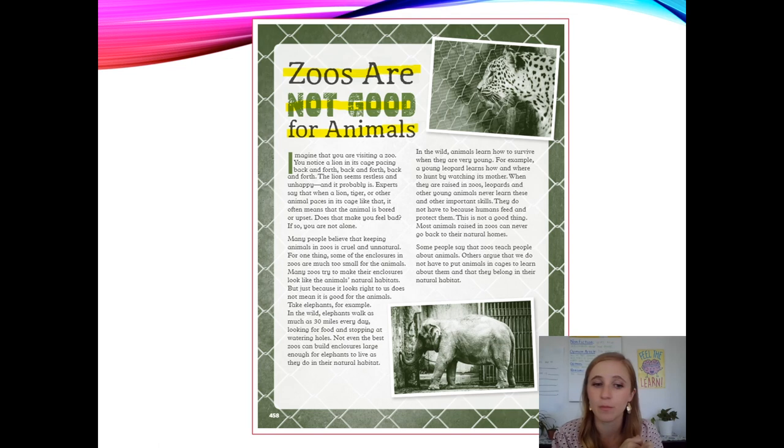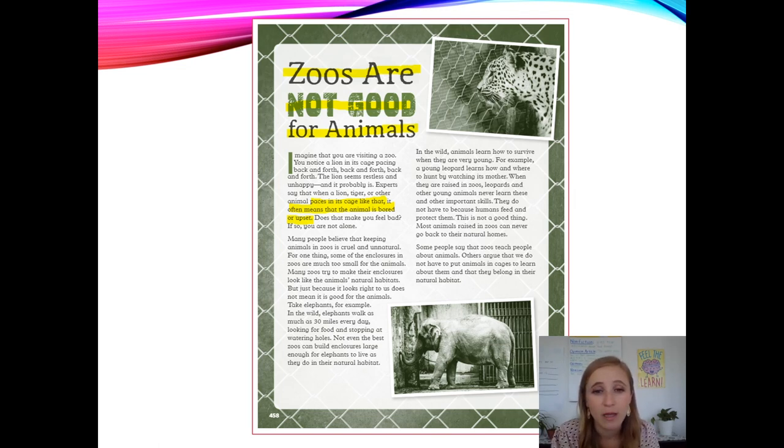Let's think about that paragraph. Did you notice any reasons there? What reasons did you notice? I noticed that right away, the author says that it probably is upset or restless. Experts say that when a lion, tiger, or other animal paces like that, it means the animal is bored or upset. That tells me right away that a reason that zoos are not good for animals is that when they're in cages, they might pace. And that means that they're bored or upset. Did you underline that too? Let's keep reading and see what other reasons we can find.